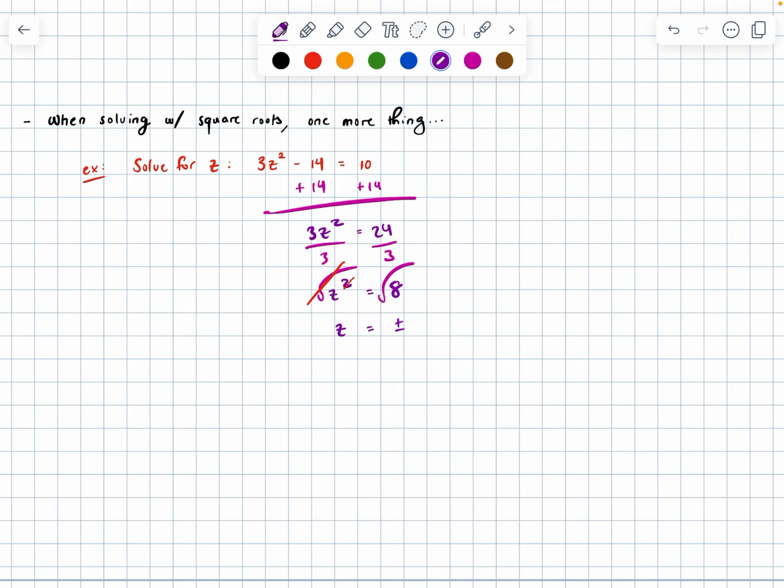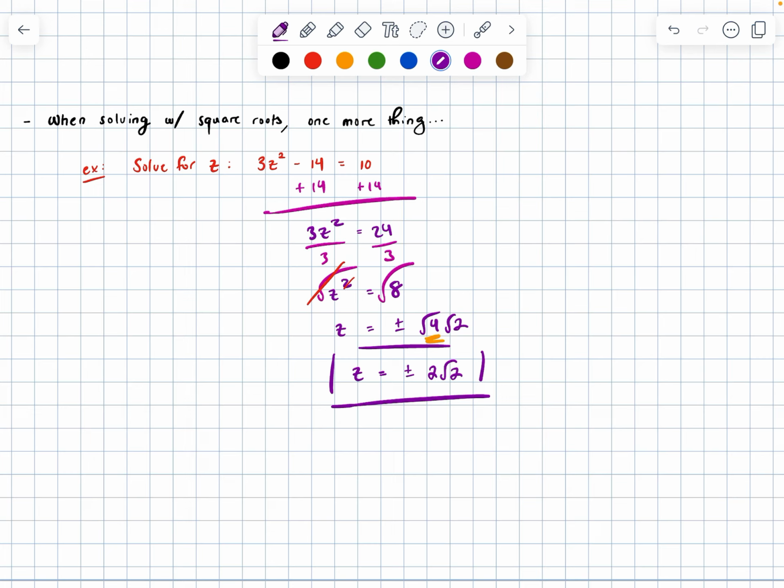And stop. Well, 8 isn't a perfect square, but 8 is 4 times 2. And you'll hopefully remember that the square root of 4, that's something I can do. Fully simplifying here, I can reveal that z is equal to plus or minus the square root of 4, which is 2, times that square root of 2. So plus or minus 2 root 2 is our final answer.